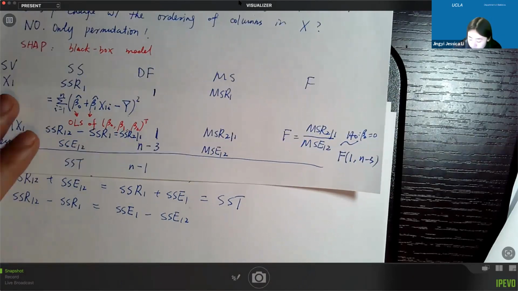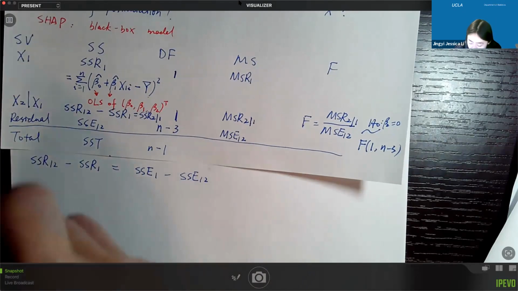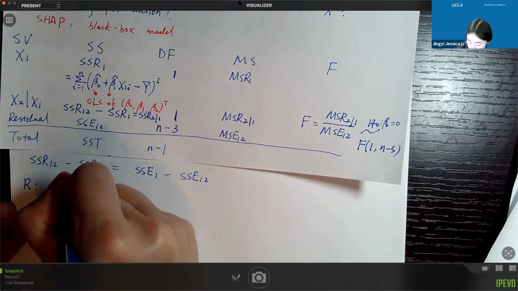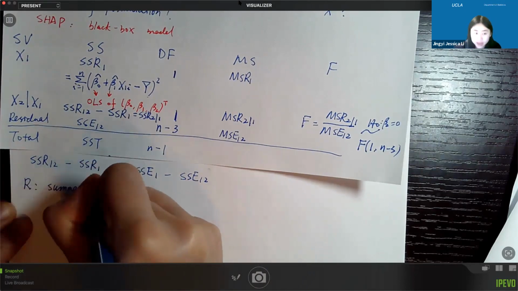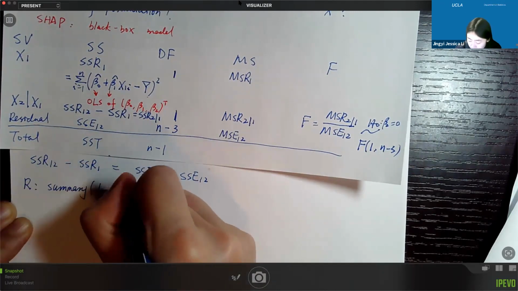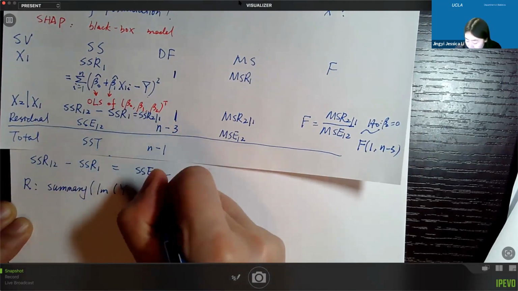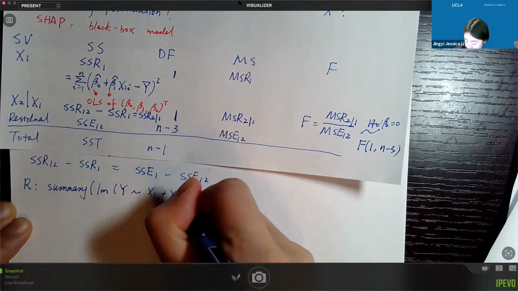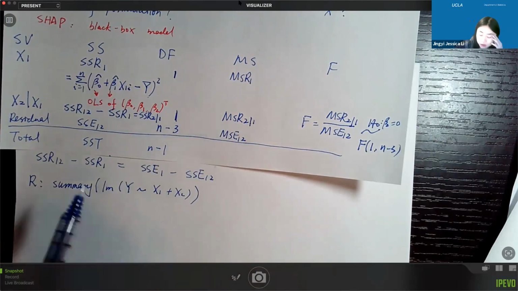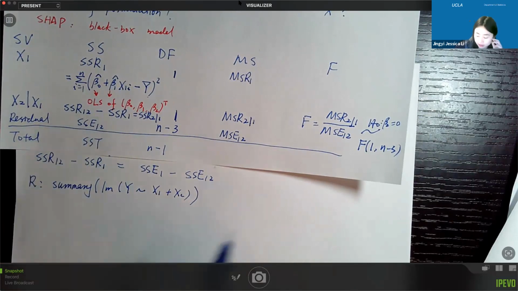Okay, so now finally I want to say that in R, you can get a hierarchical ANOVA by doing this: summary, and you use the linear model function. If you do this y tilde x1 plus x2, this is the R command for doing a linear model. Then it will give you the hierarchical ANOVA table I gave you here. So the interesting thing is that you need to care about the order.